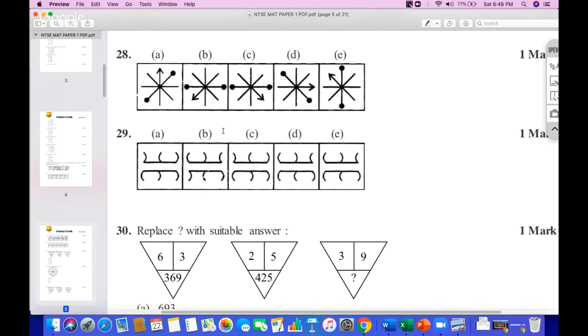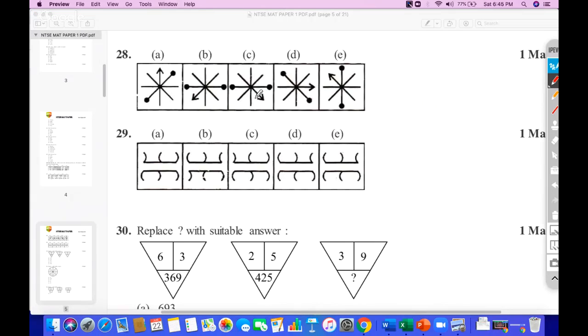So question number 28, if you see, in this the arrow is to the left of the dot here, here, and here, but here the arrow is to the right of the dot. This is right movement, or you can say it is anti-clockwise here, here, here, and here. Only here it is clockwise. So that's why the option is C.